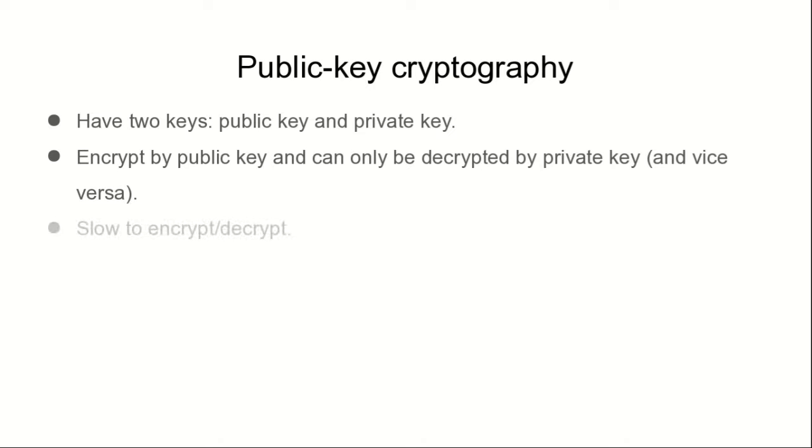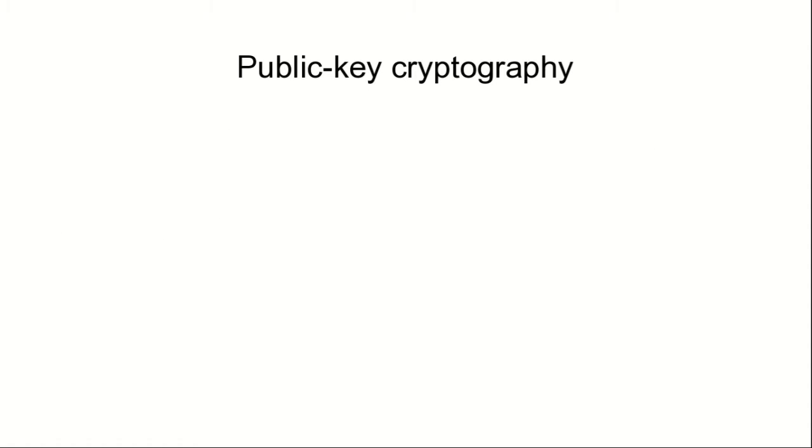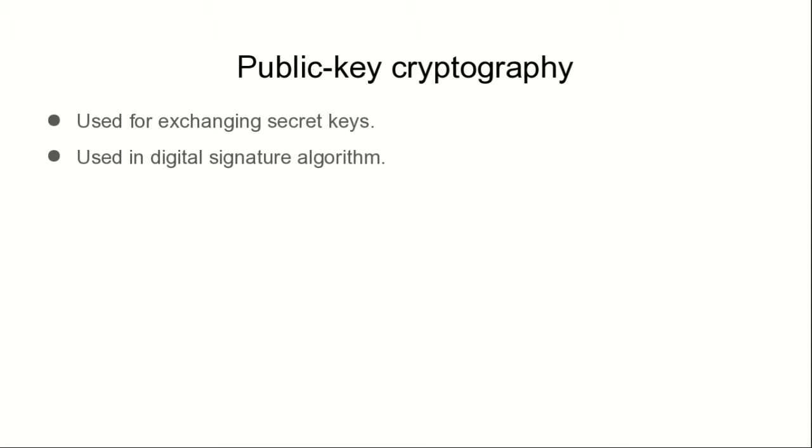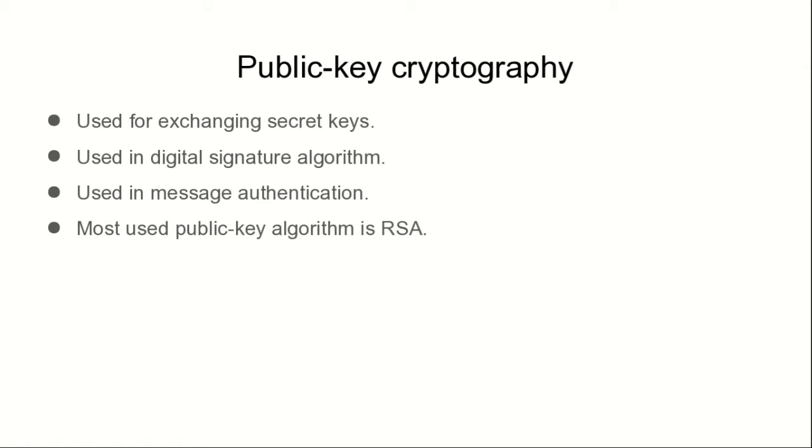It has different advantages. The most important disadvantage is that it is slow to encrypt and decrypt compared to symmetric key algorithms. It also has a larger key size, but it's used in many applications such as exchanging secret keys, digital signatures, and message authentication. One of the most common public key algorithms used today is RSA.